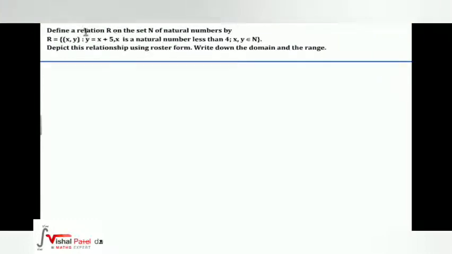So define a relation on the set of natural numbers by xy, where y is equal to x plus 5. X is a natural number less than 4, and xy belongs to N. X and y both belong to natural numbers, right? ये रिलेशनशिप को आपको रोस्टर फॉर्म में कन्वर्ट करना है, और ऑल्सो राइट डाउन इट्स डोमेन एंड रेंज.